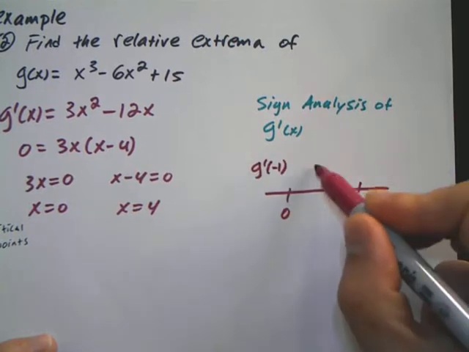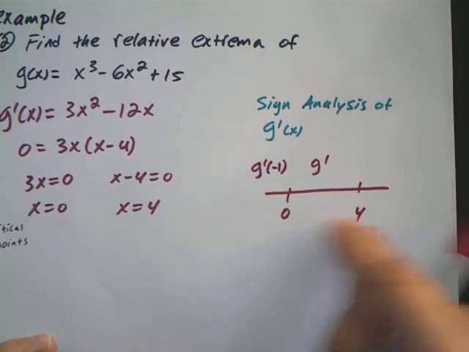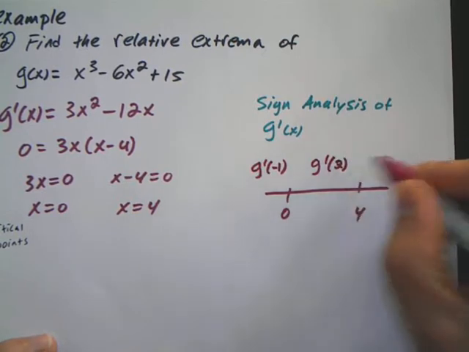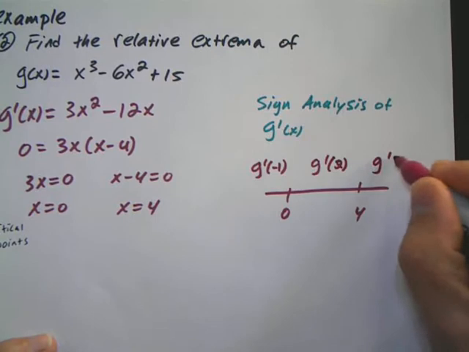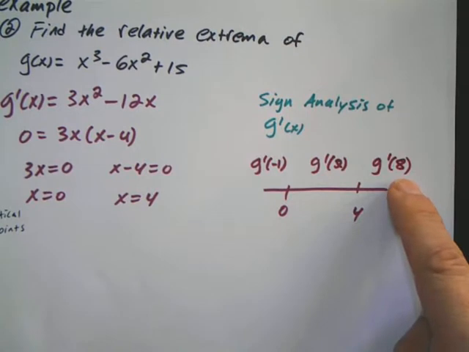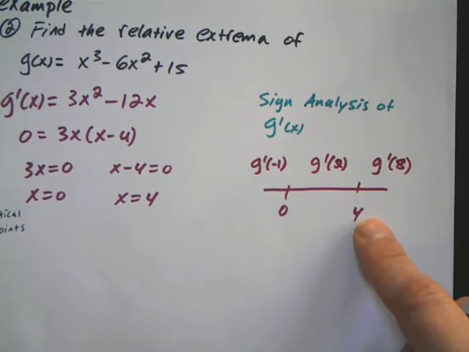Something that's in between 0 and 4. So g prime of, let's say, 2. And something after 4, let's go g prime of 8. I could have picked 5, but just to show you that you don't have to pick the number that's right after this critical point, I picked the 8.